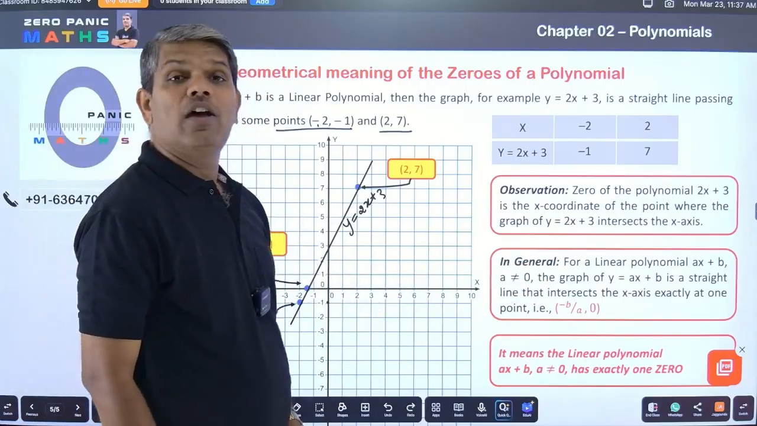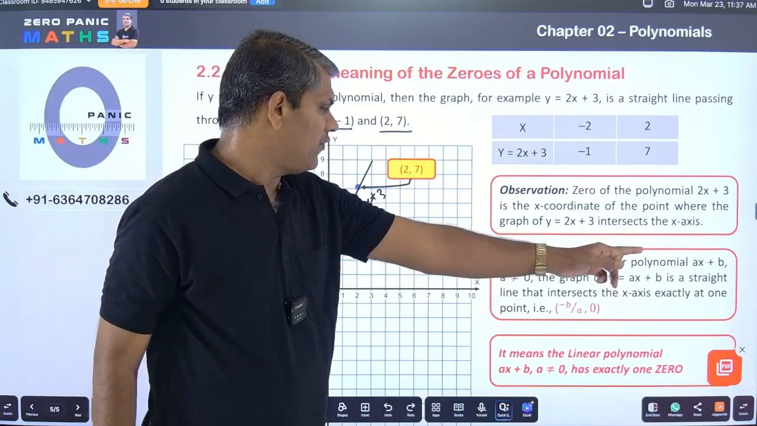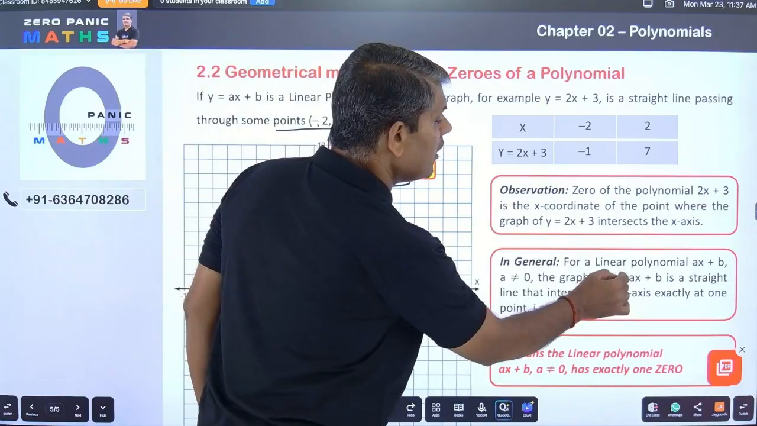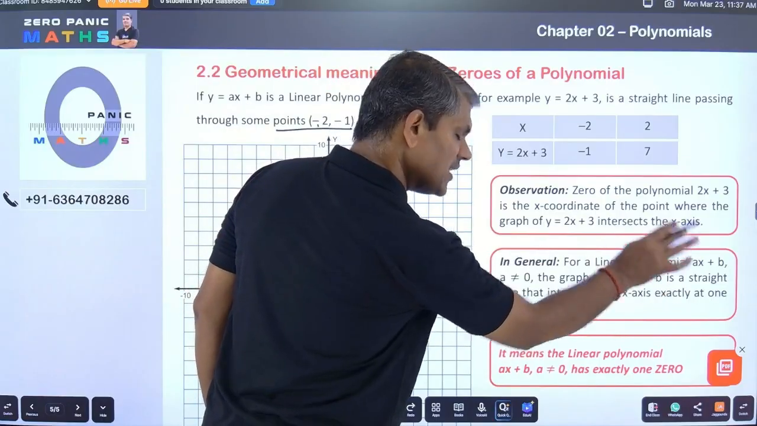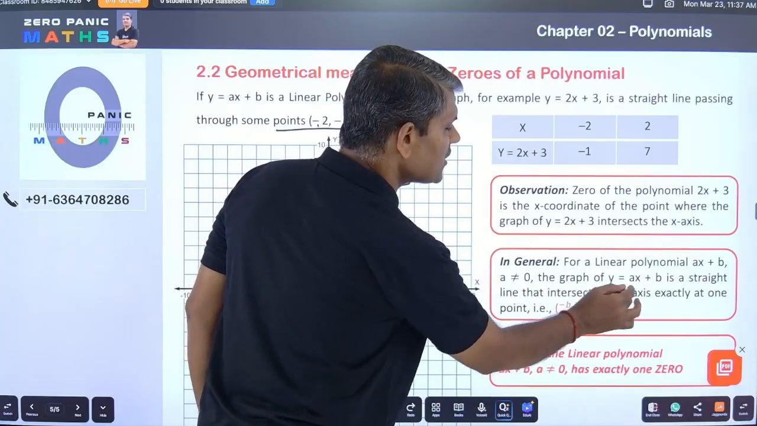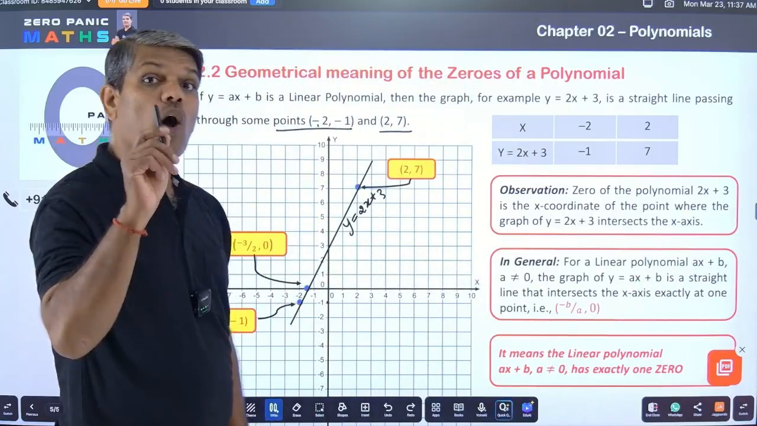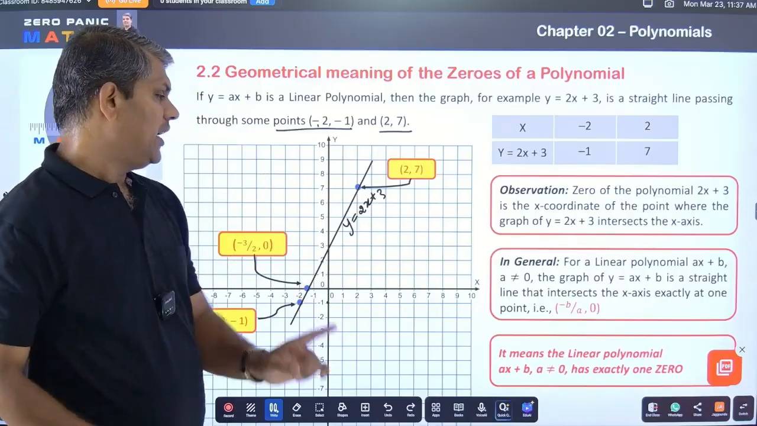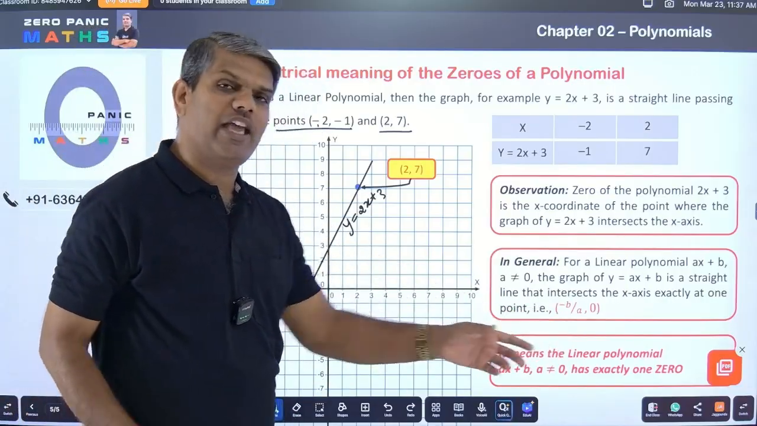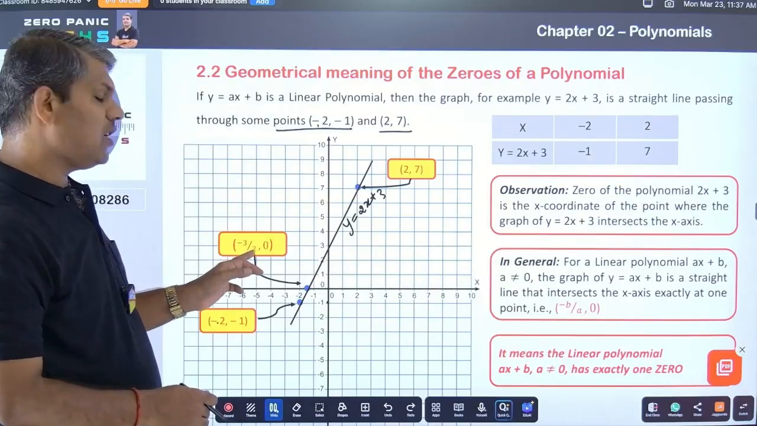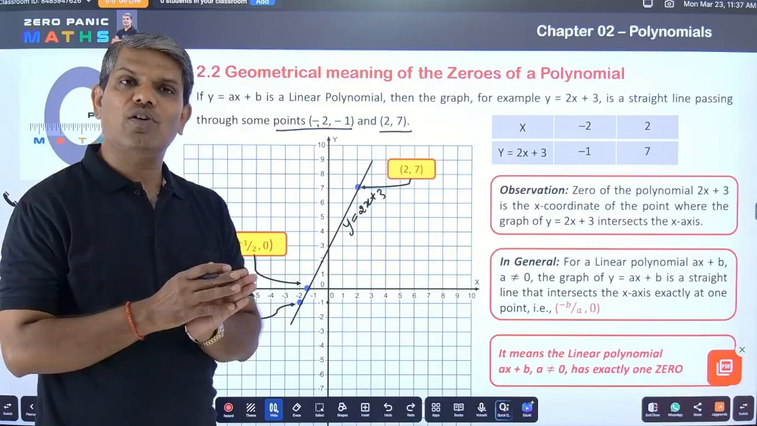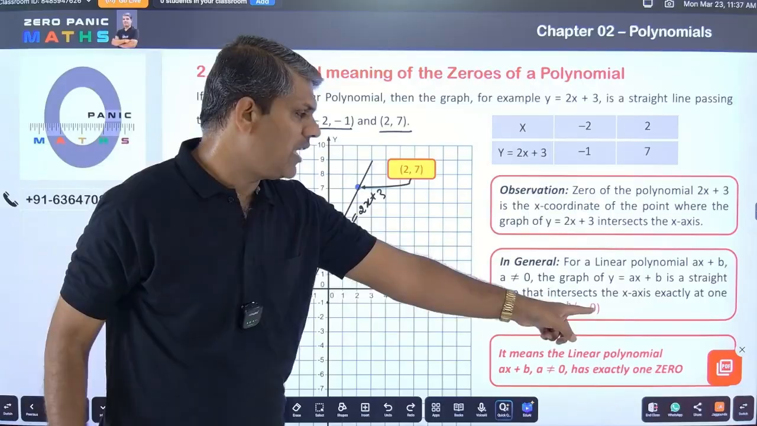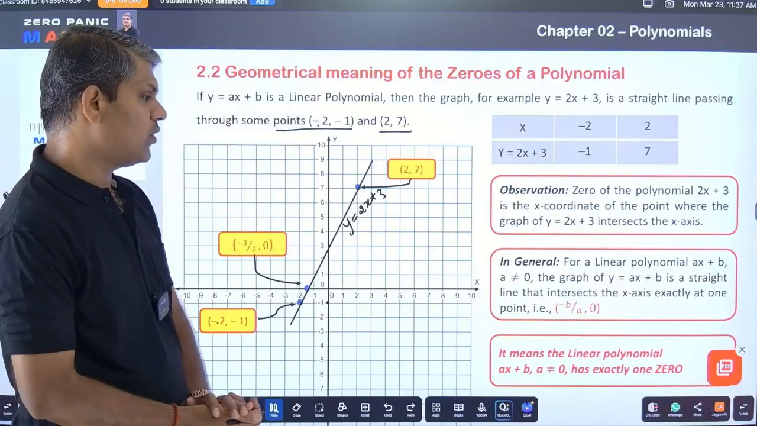So in general, for any linear polynomial ax + b where a is not equal to 0, the graph of y = ax + b is a straight line, and that intersects the x-axis at exactly one point. It is always going to intersect the x-axis at one point only, and that point is always -b/a. We have already verified that. -3/2 is the minus of the constant term divided by the coefficient of x, that is -b/a, and the y coordinate of that is always going to be 0.